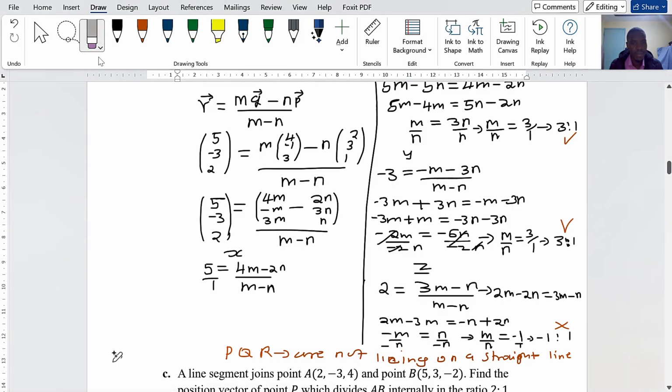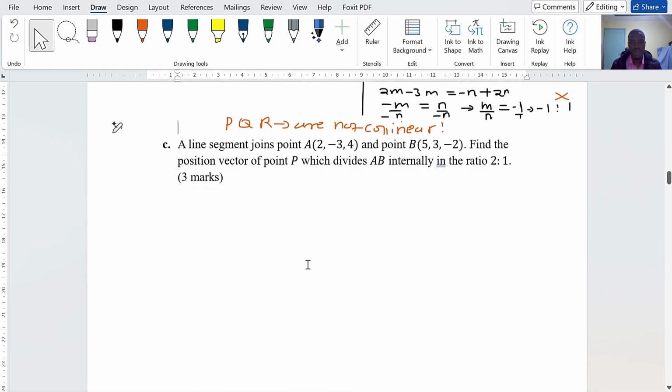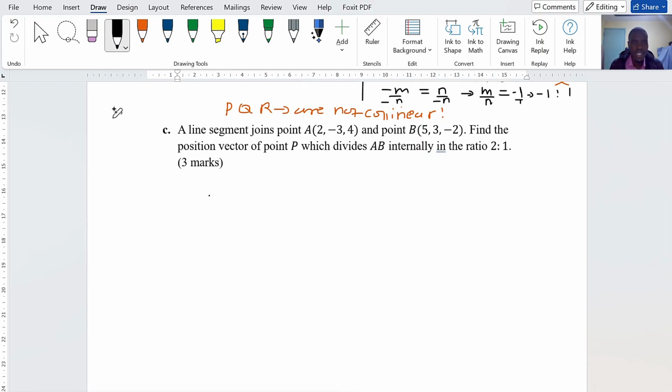In simple terms, to avoid this long story, we can simply say the points P, Q, R are not collinear. I think that is the easiest. As mathematicians, instead of writing all those things about lying, we say they are not collinear. Okay, we proceed to the last question. A line segment joins this and this. Find the position vector P which divides AB internally in the ratio of 2 to 1.